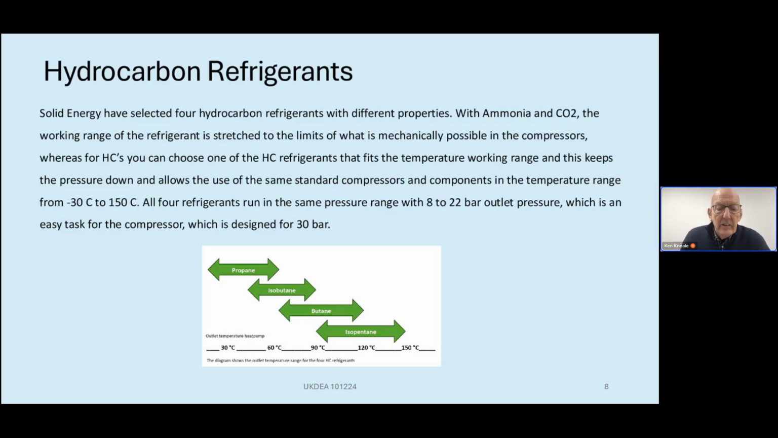The secret of the advantages here, though, is the range of the 4 different hydrocarbon refrigerants. We go from propane, which can go up to 65 degrees, through isobutane, butane, isopentane, which can go up to 150. The units are identical. The only difference is the refrigerant inside the compressor.